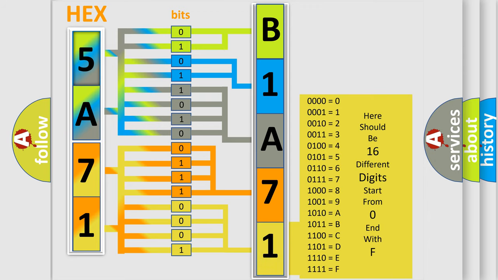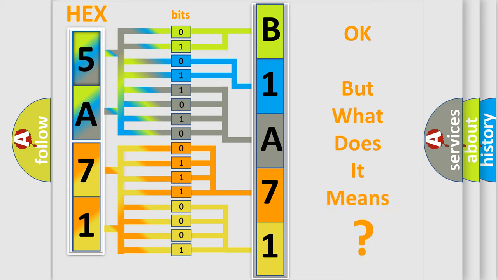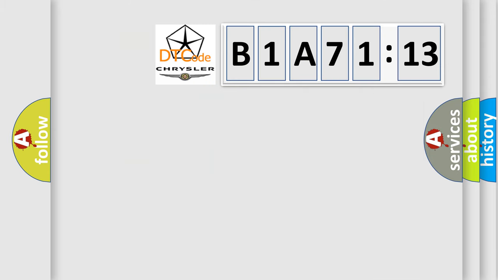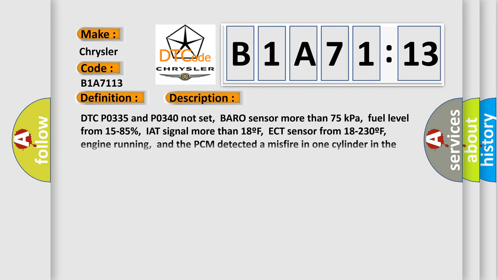We now know in what way the diagnostic tool translates the received information into a more comprehensible format. The number itself does not make sense to us if we cannot assign information about what it actually expresses. So, what does the diagnostic trouble code B1A71-13 interpret specifically for Chrysler car manufacturers? The basic definition is cylinder 4 misfire detected. And now this is a short description of this DTC code.